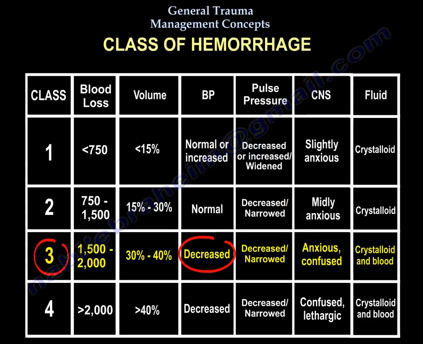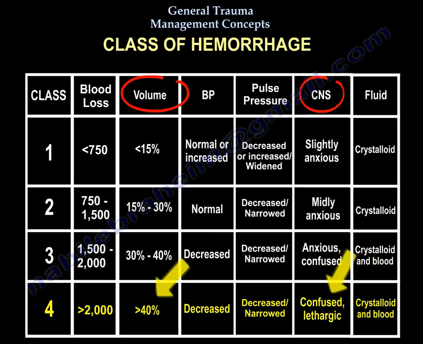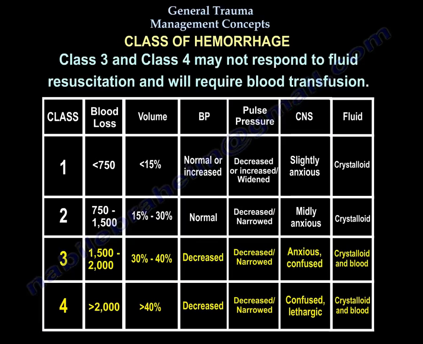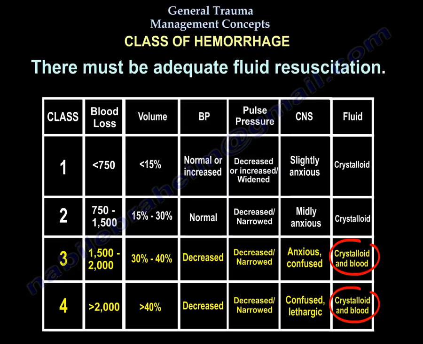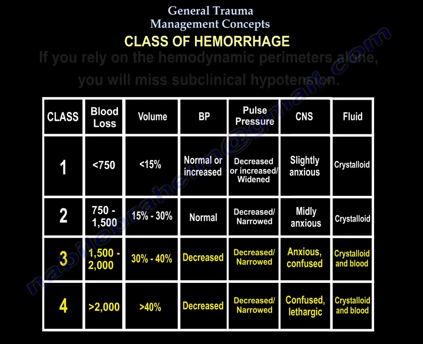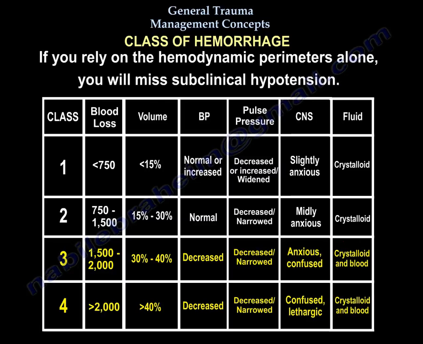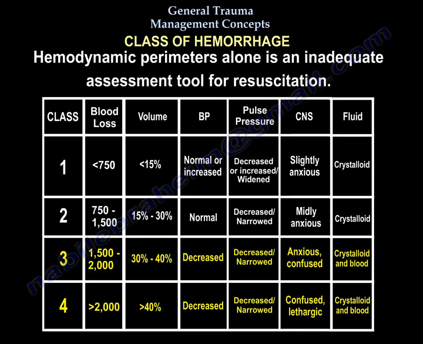Class 3 is hypotension. Class 4, you lose more than 40% of the circulating blood volume. The patient will be confused and lethargic. Class 3 and Class 4 may not respond to fluid resuscitation and will require blood transfusion. You must have adequate fluid resuscitation, period. If you rely on the hemodynamic parameters alone, you will miss subclinical hypotension. Hemodynamic parameters alone is an inadequate assessment tool for resuscitation.